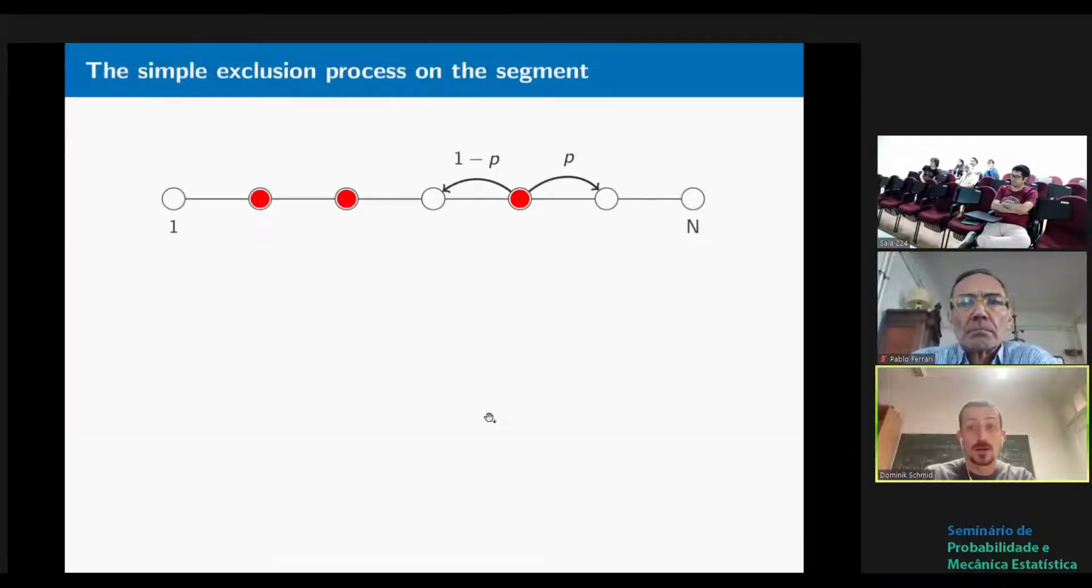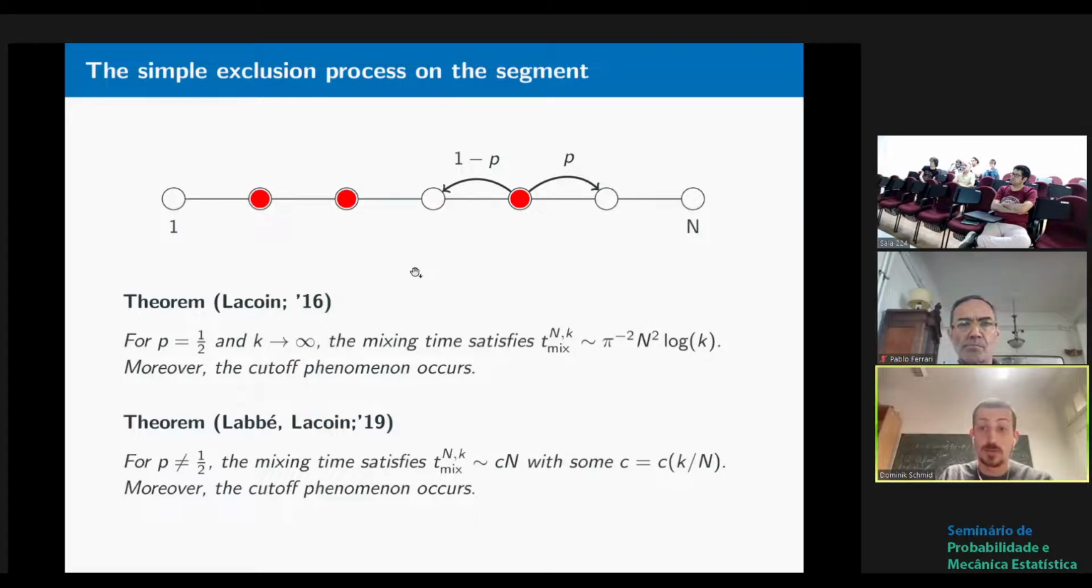There's one natural, maybe the simplest version to study first, of the exclusion process, which is on the segment. So consider a segment of length n, from 1 up to n, and assume that the particles again jump according to rate 1 Poisson clocks, and jump to the right with probability p and to the left with probability 1 minus p. Then in this case, mixing times were also previously studied.